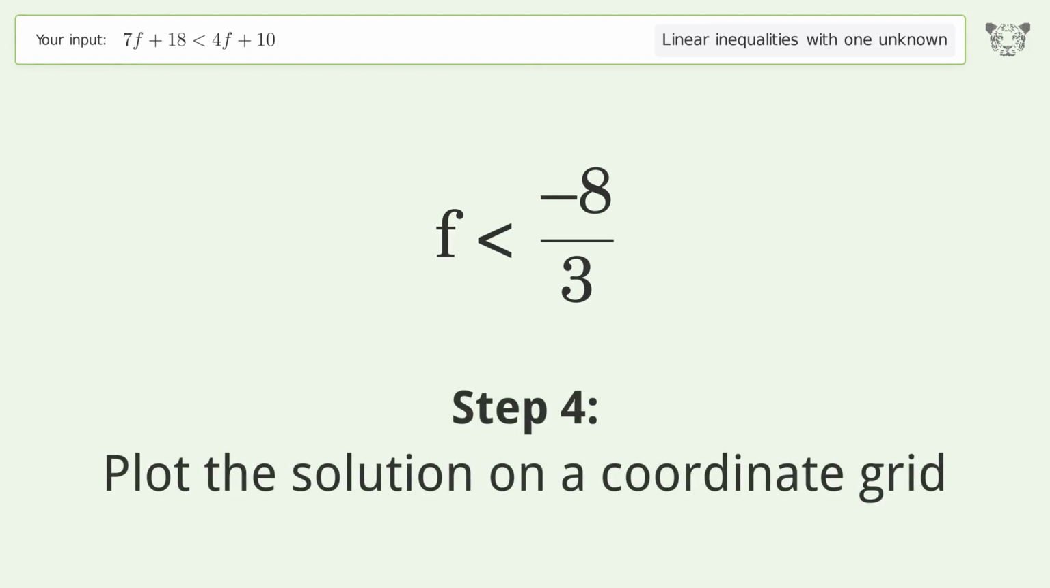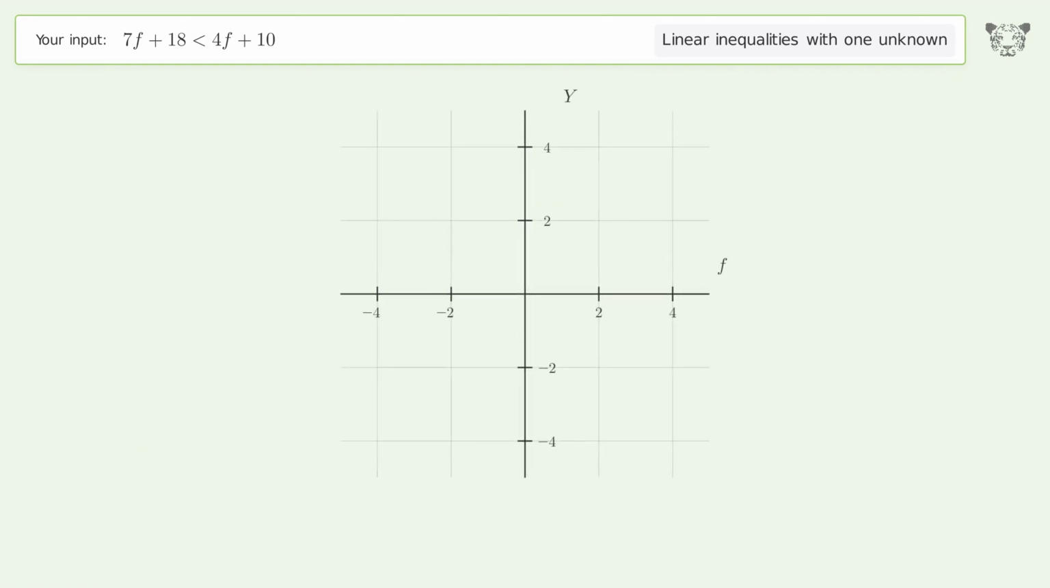Plot the solution on a coordinate grid. And so the final result is f smaller than -8/3 smaller than -22/3.